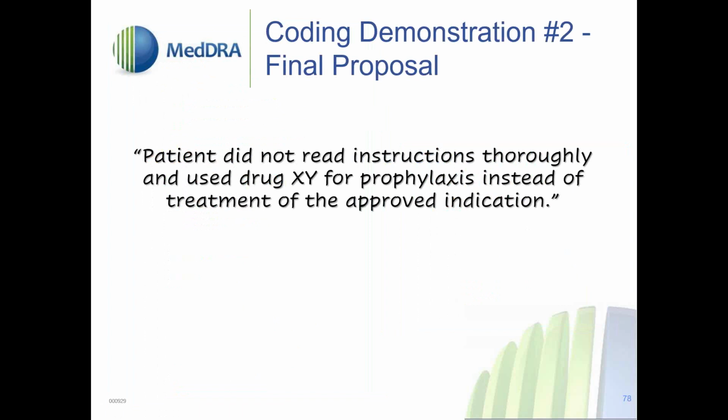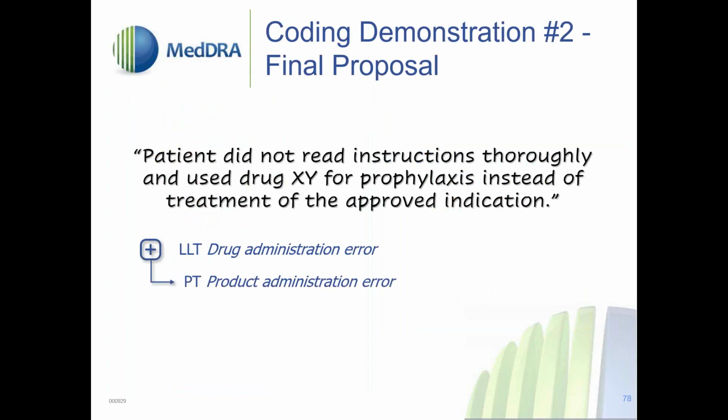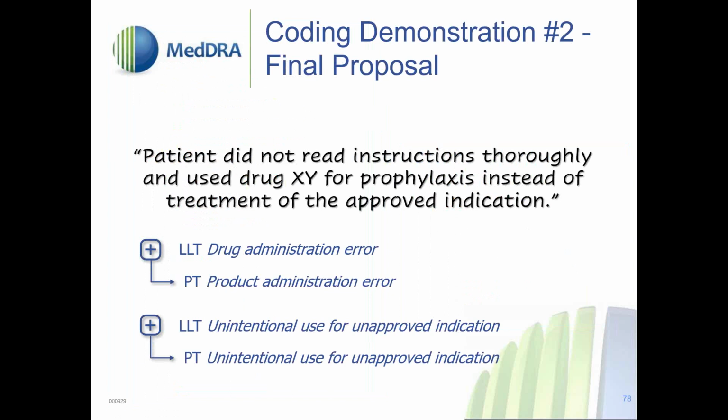Then we've had another comment. Can you explain about the root cause and capturing the root cause? We will have an example with root cause later on in the webinar, so then we can discuss this. Okay. So here we have the final suggestions. We would select drug administration error under product administration error and unintentional use for unapproved indication. Same PT, in order to capture the specifics of the product administration error.